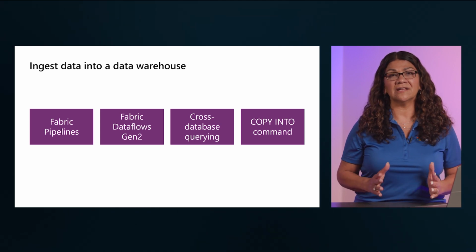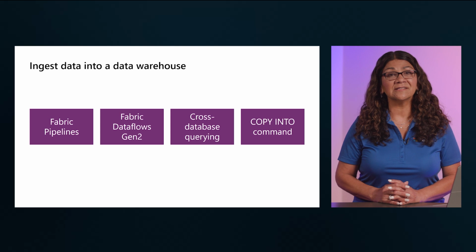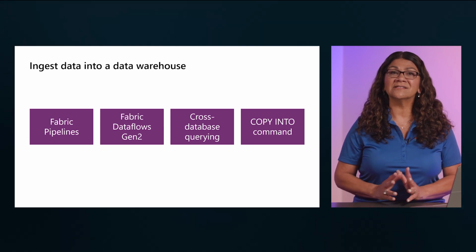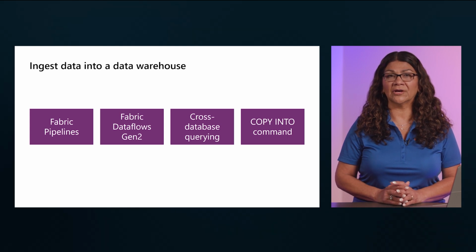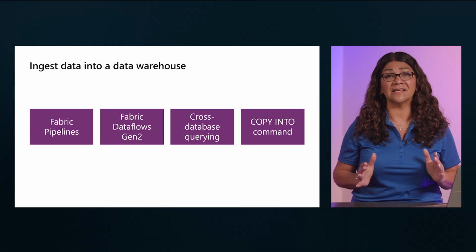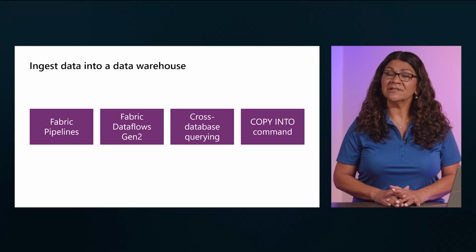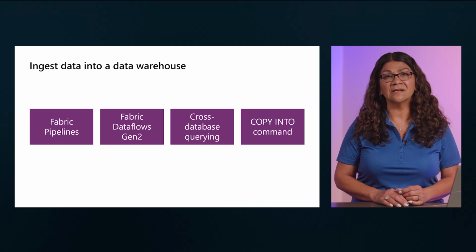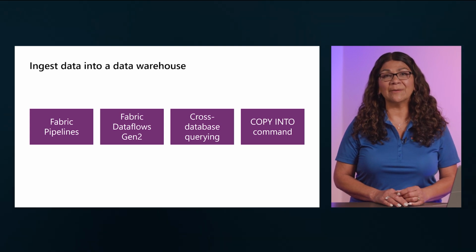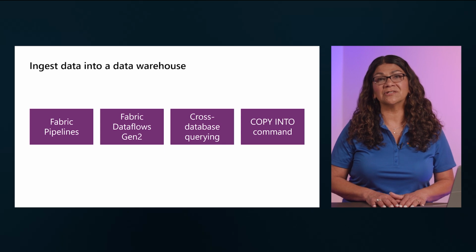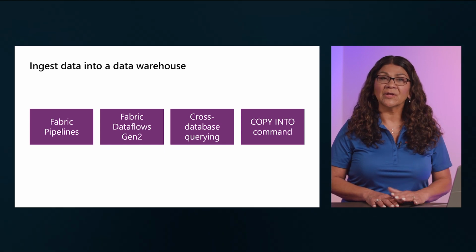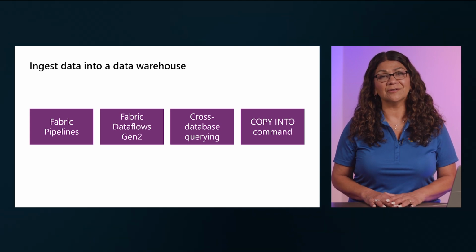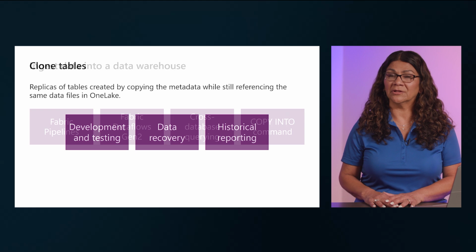Each method of data ingestion has its own strengths and weaknesses, and the choice of your method depends on the specific requirements for the data warehouse and the use cases it needs to support. Generally speaking, pipelines are ideal for automating workflows. Dataflow Gen 2 is optimized for large-scale transformations. Cross-database querying provides unified access to data, and the COPY INTO command is efficient for bulk loading.